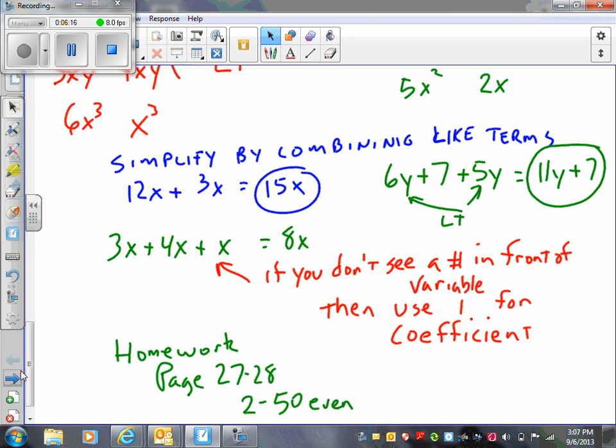Your homework is pages 27 and 28, 2 through 50. Good luck.